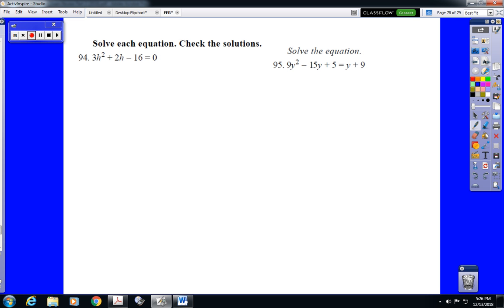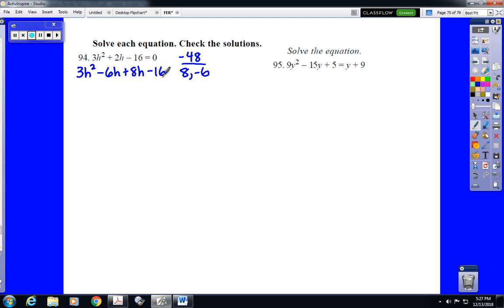So on 94 and 95, these are examples of factor by grouping where we're asked to solve. So we're going to start by ignoring the equals 0 and factoring this trinomial. So 3 times 16 is 48, and I'm looking for numbers that add to negative 48, 3 times negative 16 is negative 48, and I want numbers that multiply to 2. That would be 8 and negative 6.